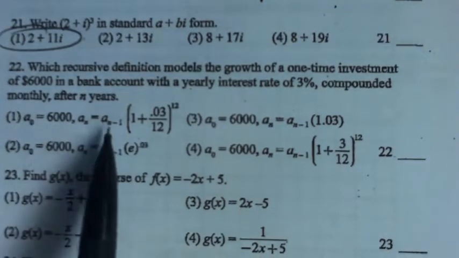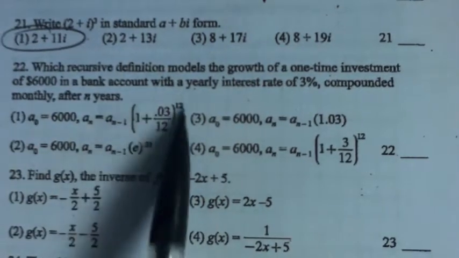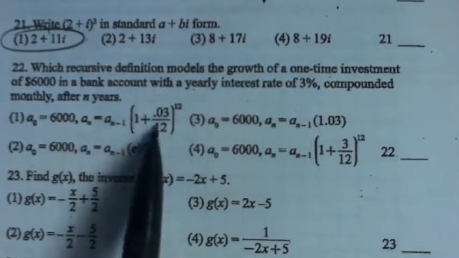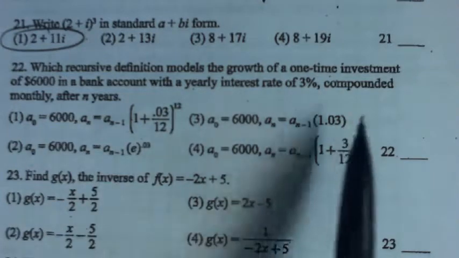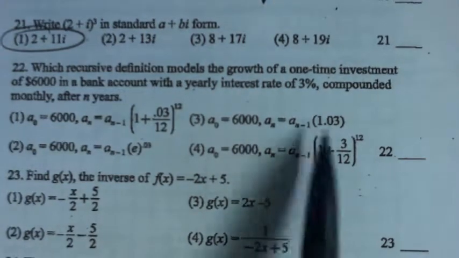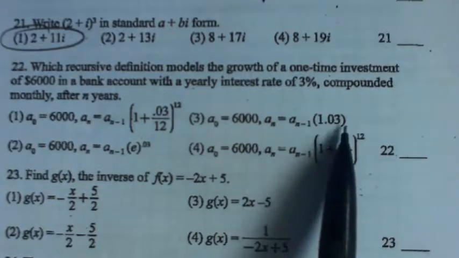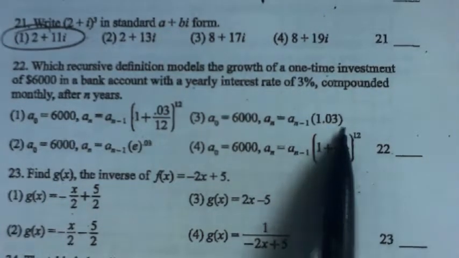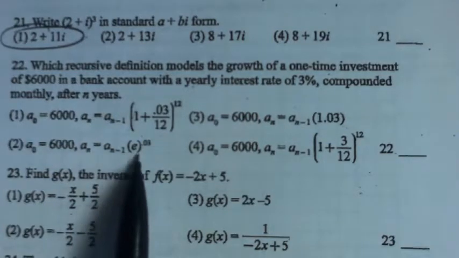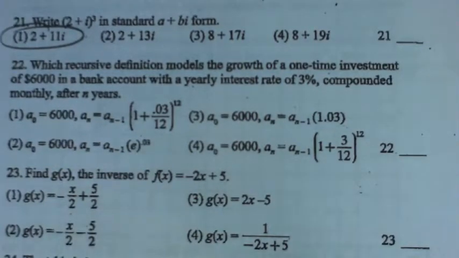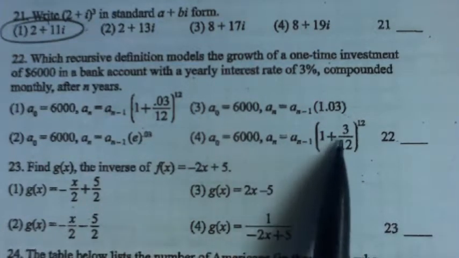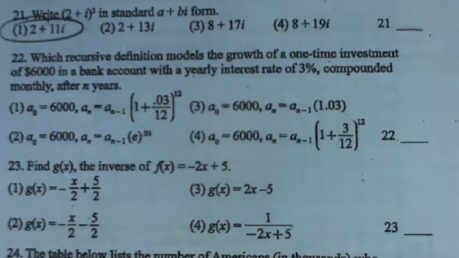One is saying take the previous term and multiply it by this 1 plus 0.03 over 12 to the 12th power. This one is saying take the previous term and multiply it by 1.03. This one's more straightforward. This one's just saying a 3% annual growth. This one is using this e to the 0.03, and this one is 1 plus 3 over 12 to the 12th power. So just to take a quick vote here.